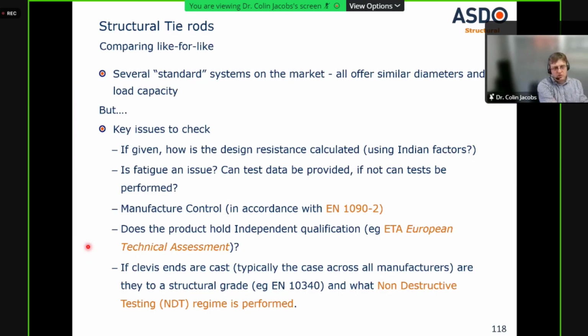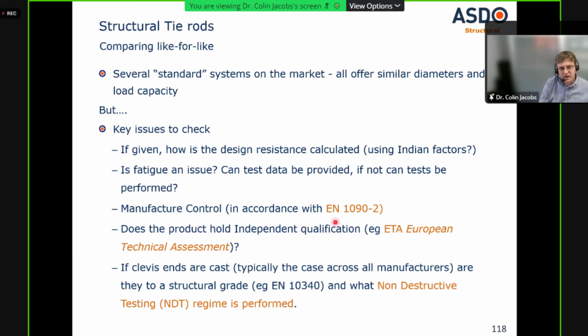when you're looking at your tie bar systems, we realized, and quite right, there are several standard systems on the market. They all offer similar diameters and load capacity. But some of the key issues you should check really is if they're giving you design resistance, is it using the right factors for your design? Is fatigue an issue? Can test data be provided? Should it be checked? The manufacturer control, it's very important. The manufacturer's control to the correct quality.